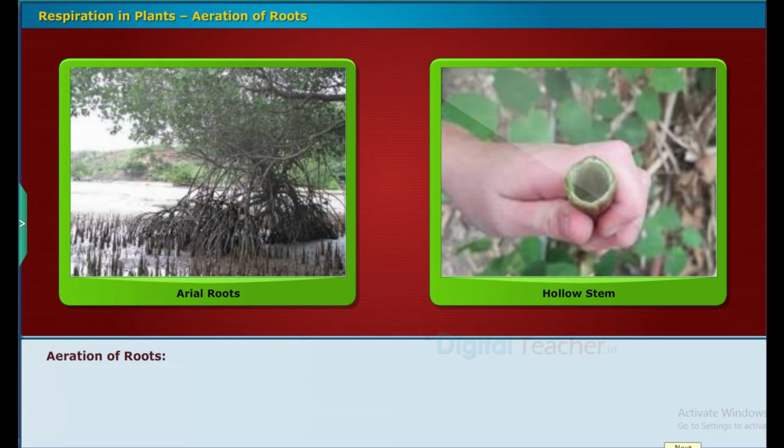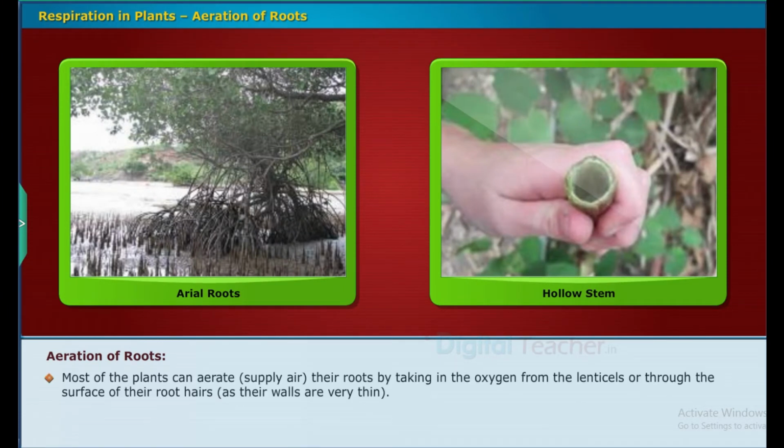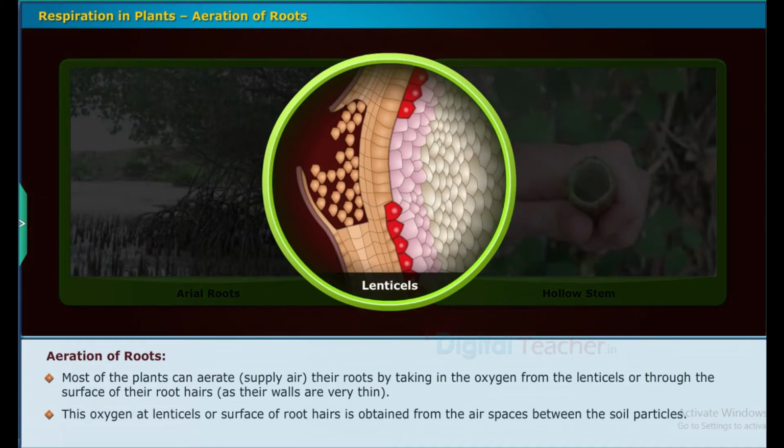Let us learn how different plants absorb oxygen through their roots. Most of the plants can supply air to their roots by taking in the oxygen from the lenticels or through the surface of their root hairs, as their walls are very thin. This oxygen at lenticels or surface of root hairs is obtained from the air spaces between the soil particles.